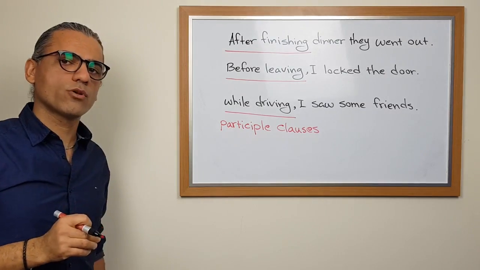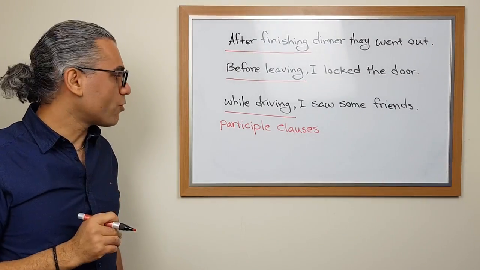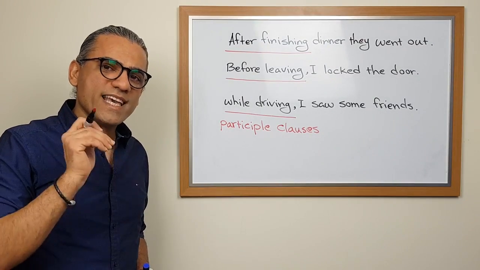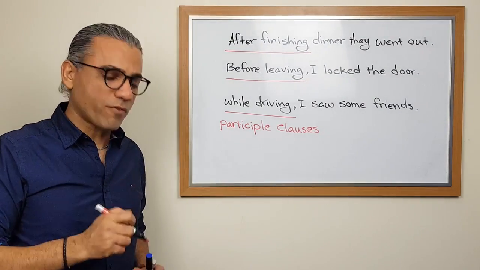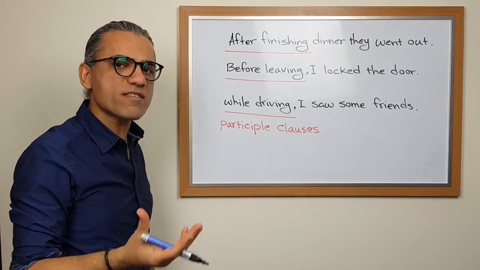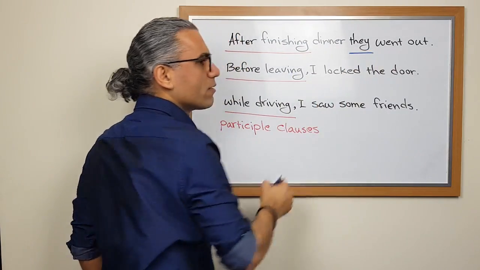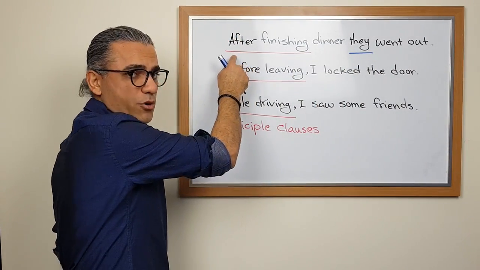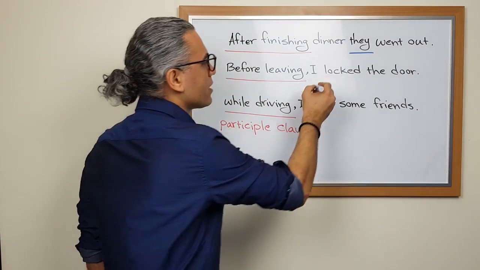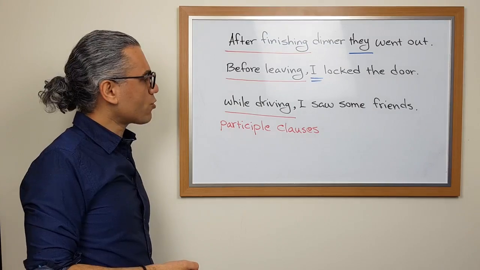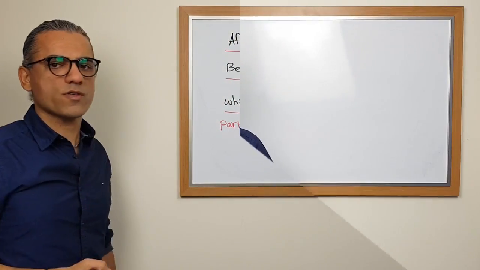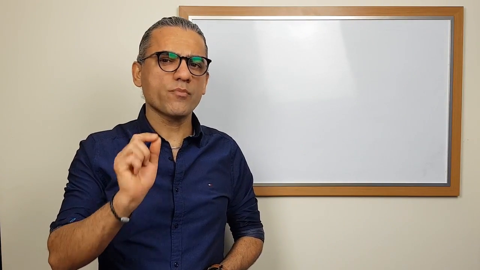And we use participle clauses with after, before, and while. And remember, the subject of the participle clause is the same as the subject of the following sentence. Look, after finishing, who is finishing? They. They is the subject of the participle clause and the following sentence. Before leaving, who is leaving? I locked the doors. While driving, who is driving? I saw some friends. A point about using past continuous.